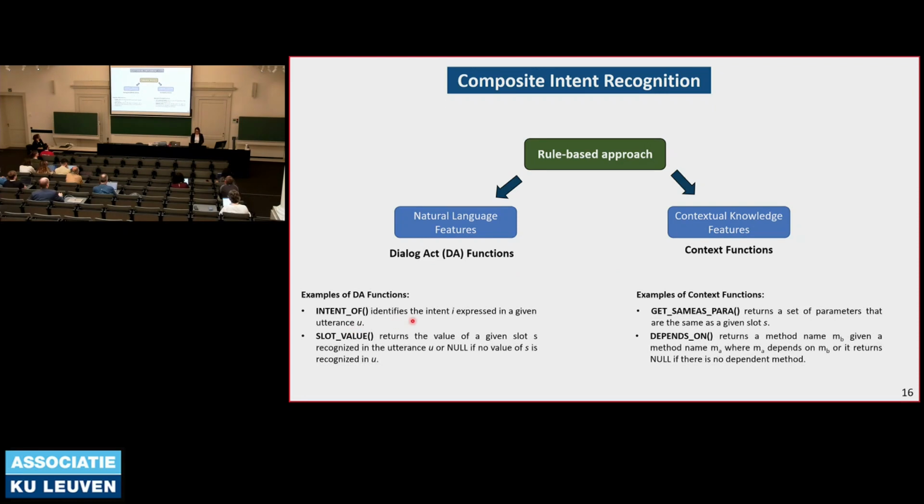For example, we defined functions that allow us to identify an intent expressed in a given utterance. And another method is the one that lets us extract a value given a slot and an utterance. In addition to this, we defined a set of context functions. These context functions are built over the context, the graph, and the memories, and they allow us to capture the context features. For example, here we have a method that, given a slot, returns a set of parameters that are the same as this slot.